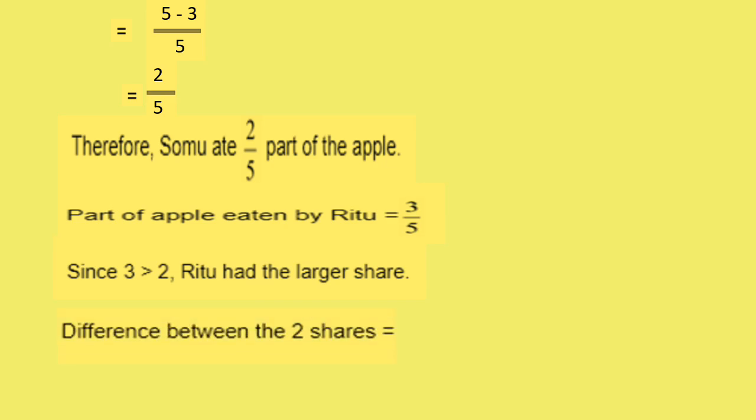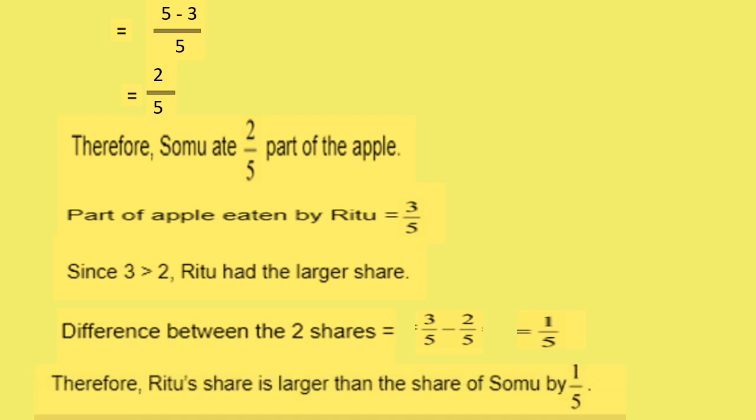Next, the difference between the two shares. They also ask for the difference, so we have to find the difference also. 3/5, the larger number, minus the smaller number. Always subtract like this, larger minus smaller. Same denominator, so I have written 5. 3 minus 2 is 1, so 1/5. Therefore, Ritu's share is larger than the share of Somu by 1/5. You have to finish the answer like this.